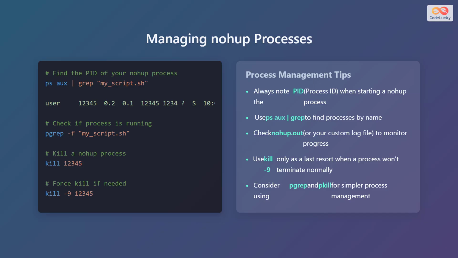Here are some process management tips. Always note the PID when starting a nohup process. Use ps aux | grep to find processes by name. Check nohup.out or your custom log file to monitor progress. Use kill -9 only as a last resort when a process won't terminate normally. Consider using pgrep and pkill for simpler process management.